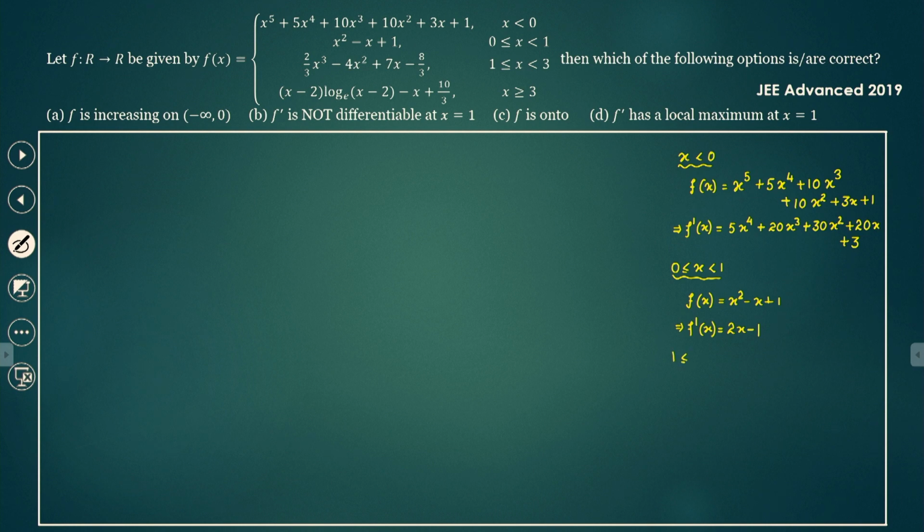The next one is again a polynomial function, for 1 to 3. So 1 less than or equal to x less than 3. That implies that my function f x is equal to 2 by 3 x cubed minus 4x squared plus 7x minus 8 by 3. If I differentiate now, f dash x gives 2x squared minus 8x plus 7. So all the f dash x is calculated.